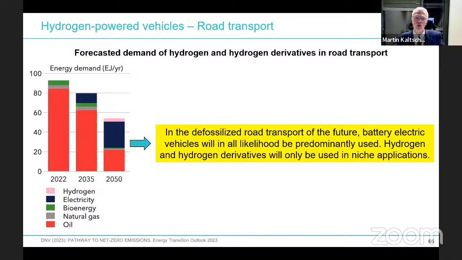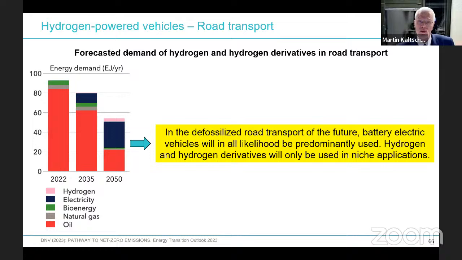So based on this, we can conclude that for road transport in 2050, and this is what you can see here based on the energy transition outlook from DNV, the latest version from 2023, in a defossilized road transport in the future, battery electric vehicles will in all likelihood be predominantly used. Hydrogen and hydrogen derivatives will only be used in niche applications for some special vehicles.